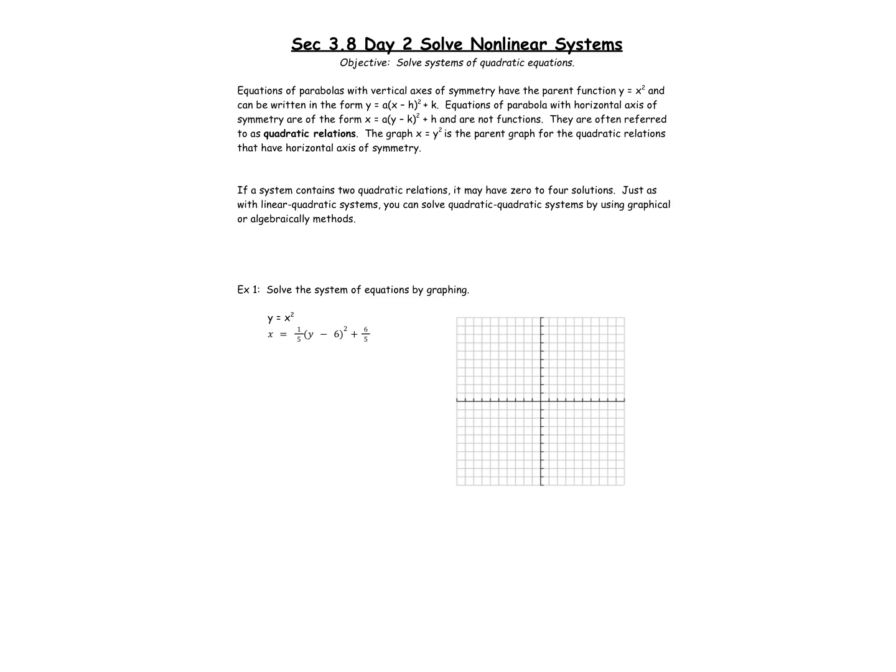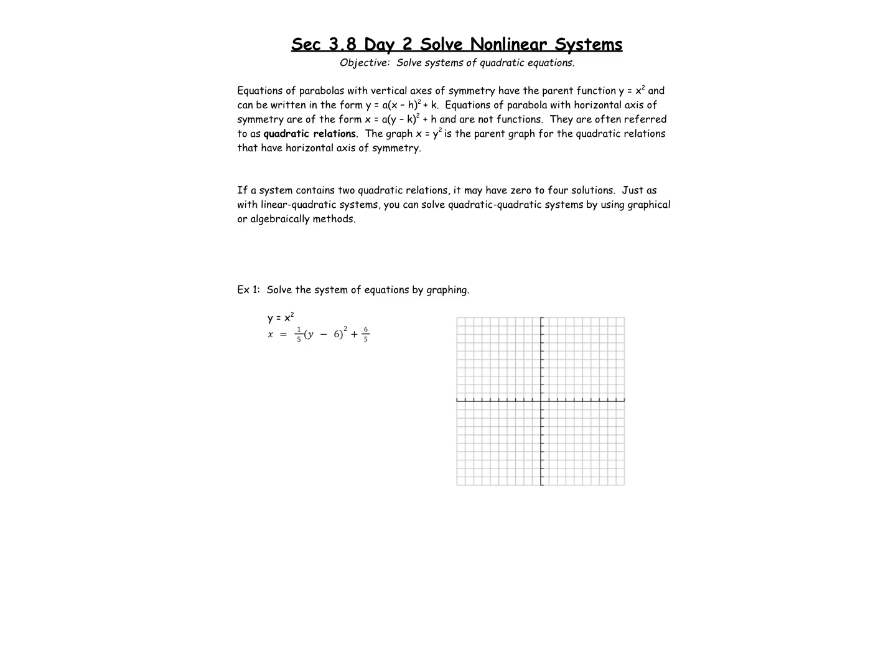So if a system contains two quadratic relations, it may have 0 or all the way up to 4 solutions and everything in between. There could be 1 solution, 2 solutions, 3 solutions, or all the way up to 4 solutions. Just as with linear quadratic systems, you can solve these quadratic systems by using graphical or algebraic methods. All right, we're going to show you first by graphing, then we're going to show you how to solve them by algebraic methods.